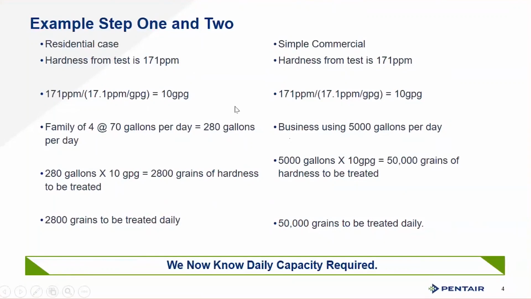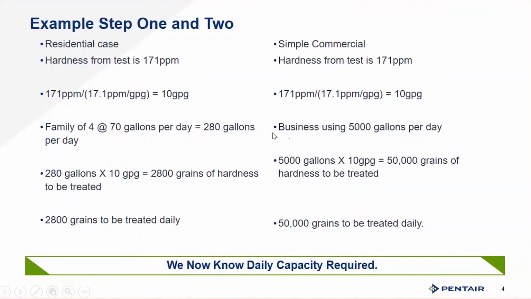Now it's down to water use. A family of 4 at 70 gallons per day is 280 gallons per day. 280 gallons per day times 10 grains per gallon, 2,800 grains of hardness to be treated. Notice I'm using very, very simple numbers here for examples. This gets a little bit messier as we get odd numbers here. But I digress. 2,800 grains of hardness to be treated daily by the customer's water demand. Okay, this is getting us in the ballpark of what we need to do.